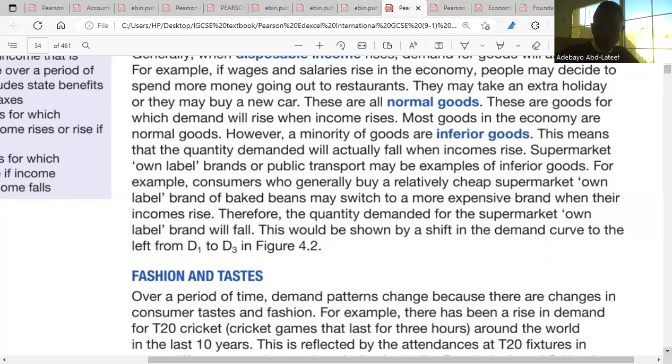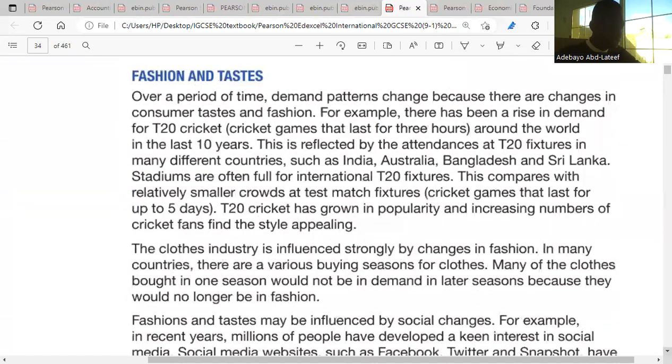For fashion and taste, here I wrote: fashion and taste implies changes that occur to demand patterns of customers due to taste and fashion over time. This may be influenced by social changes, for example, social media, which has seen a huge increase in demand since its launch, shifting demand outward.